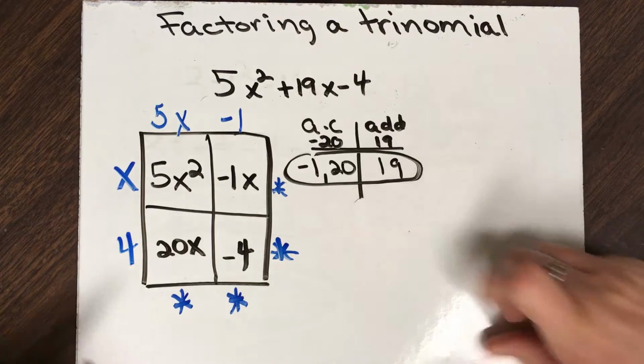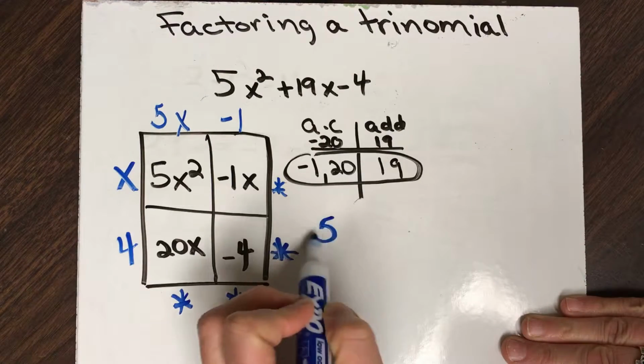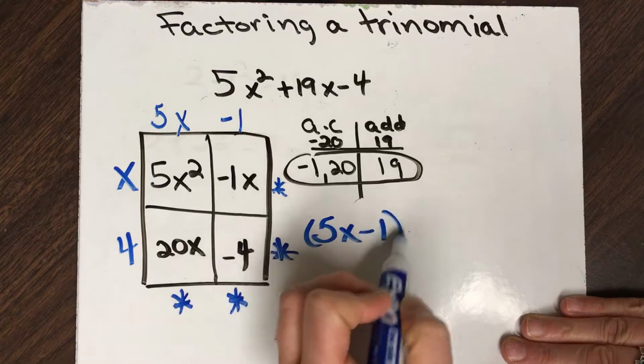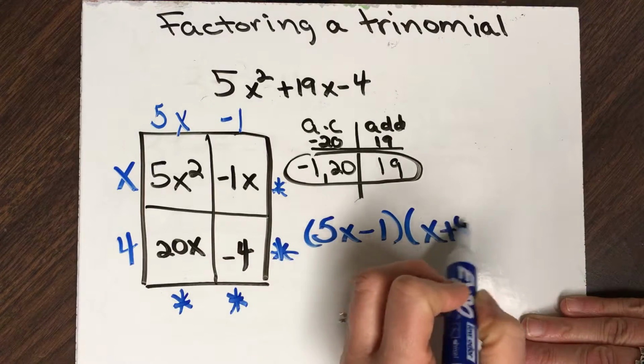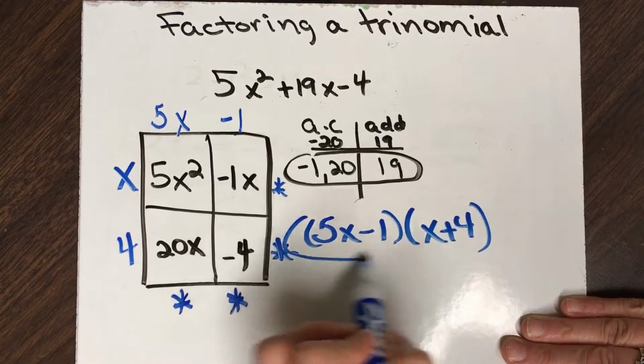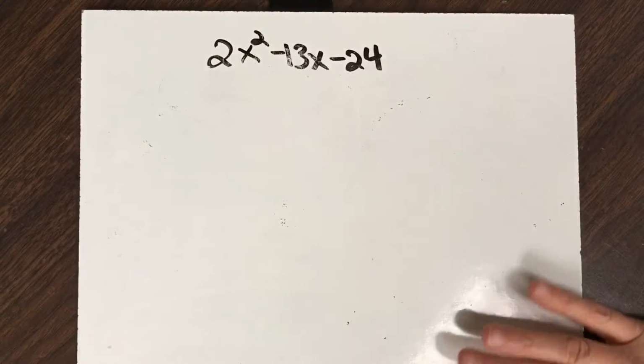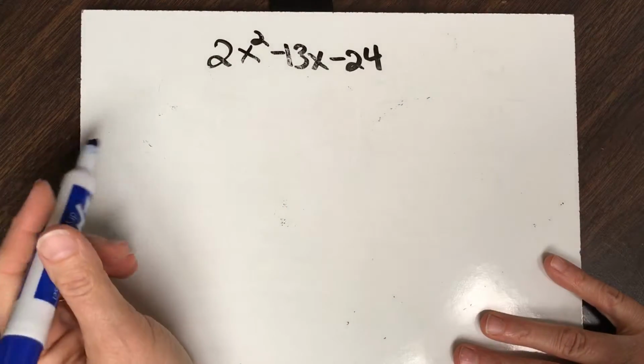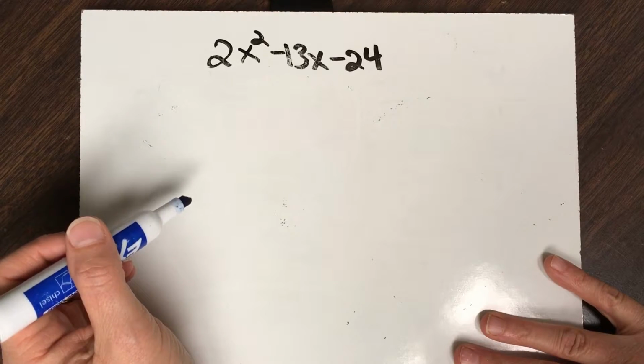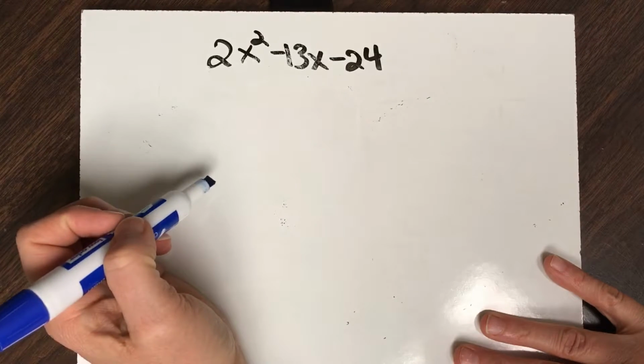All right, let's put those pieces together: 5x minus 1 and x plus 4. All right, that one is solved. Let's take a look at another one. So I have 2x squared minus 13x minus 24.